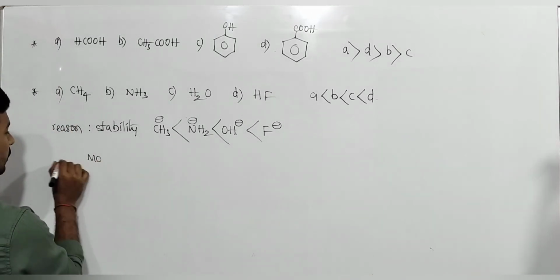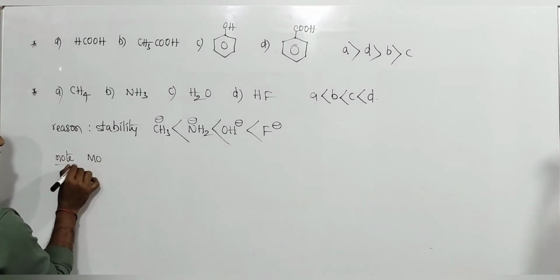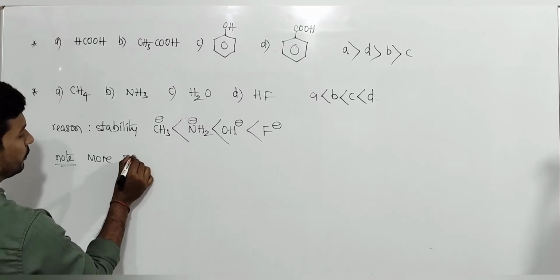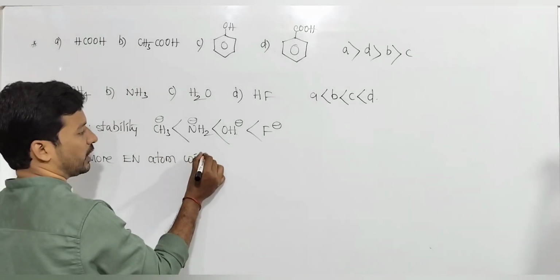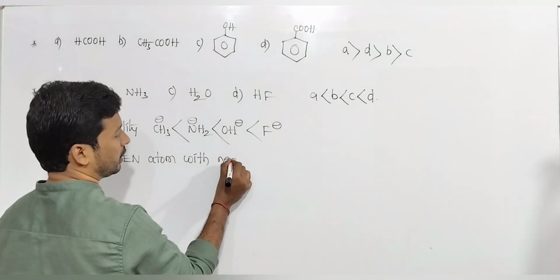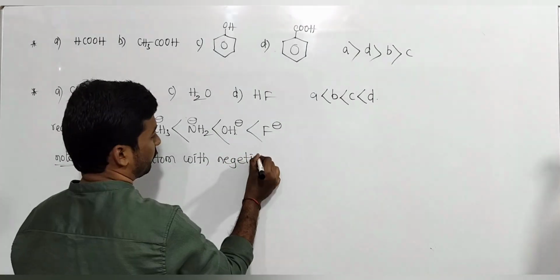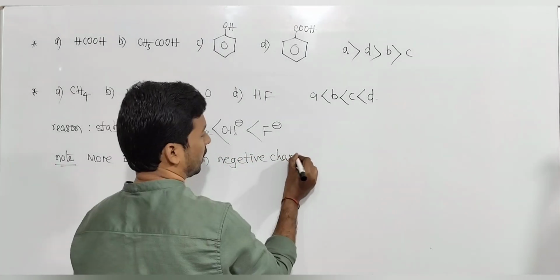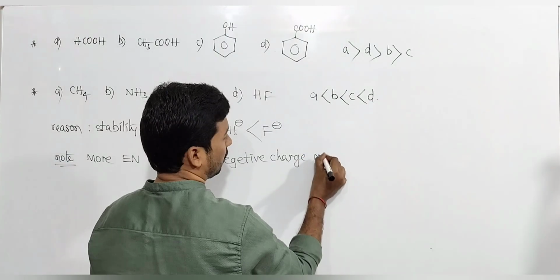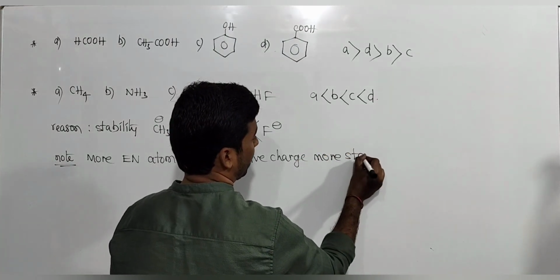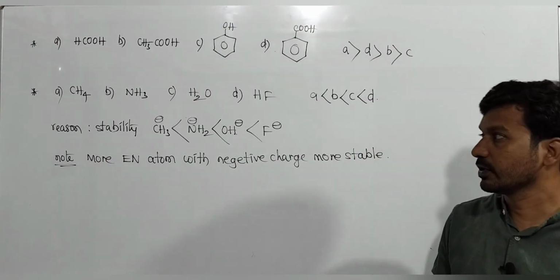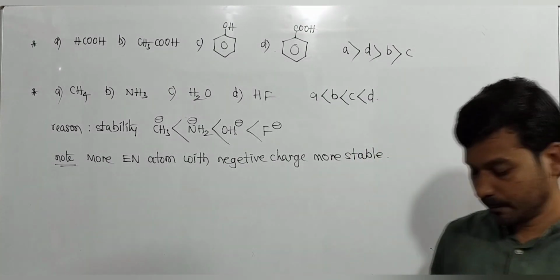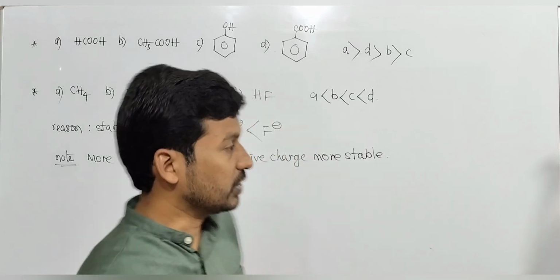more electronegative, note this point, a more electronegative atom with negative charge is more stable compared to a less electronegative atom. A more electronegative atom with negative charge is more stable. Okay, so this is about the inductive effect.